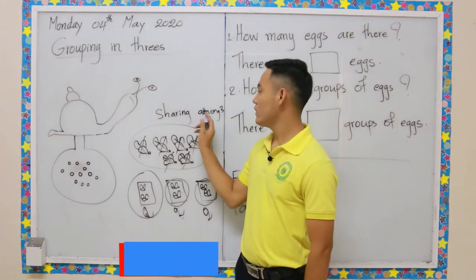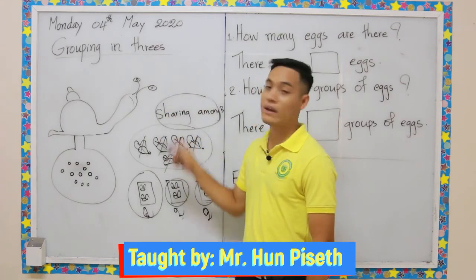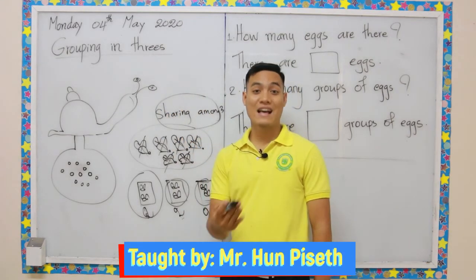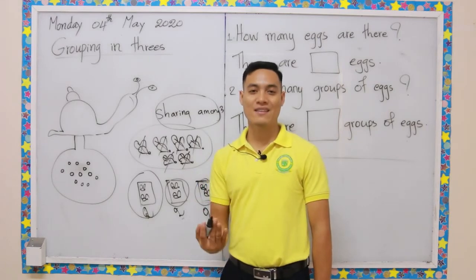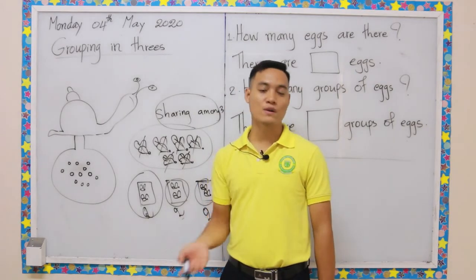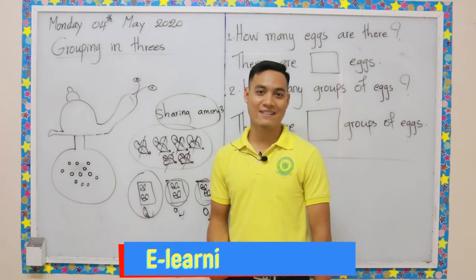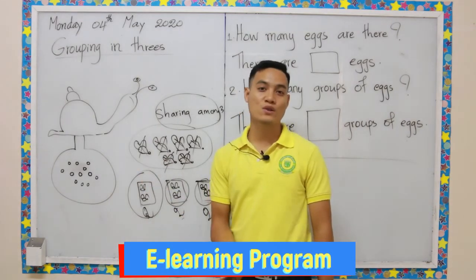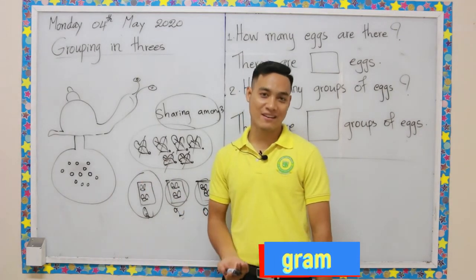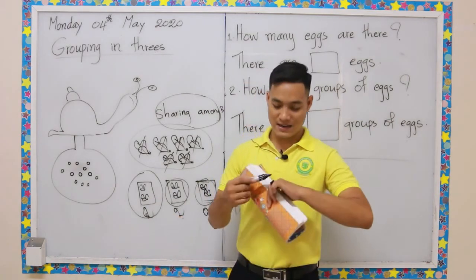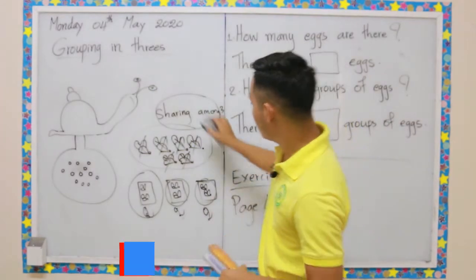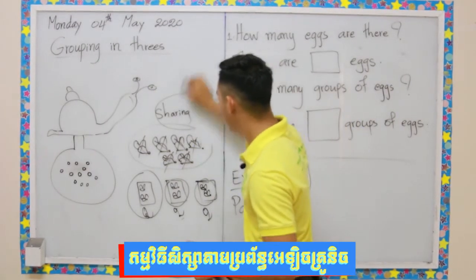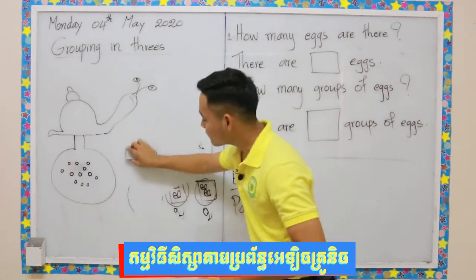So when you know how to share among 3, you really know how to share things or your equipment or anything to everyone or to people equally. Okay, that's why we taught you about sharing among 3. So that's it for the review about sharing among 3. And now we're going to learn about grouping in 3s.